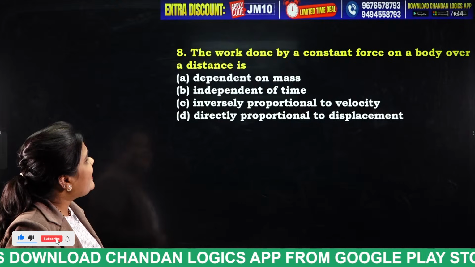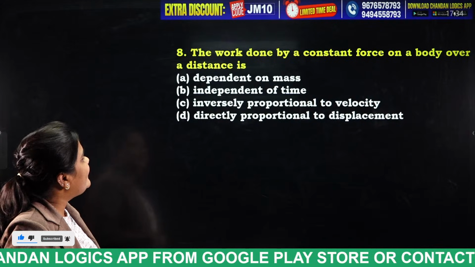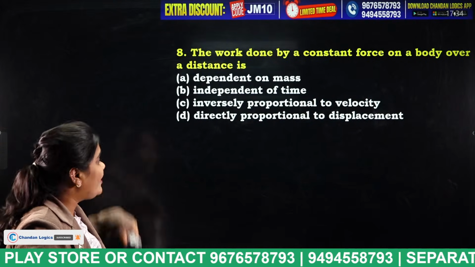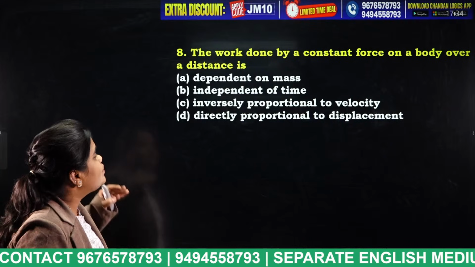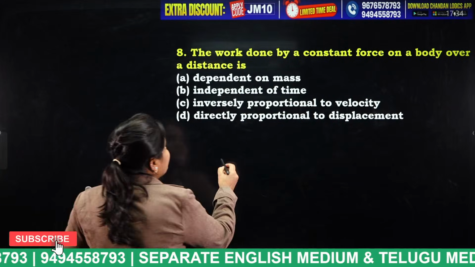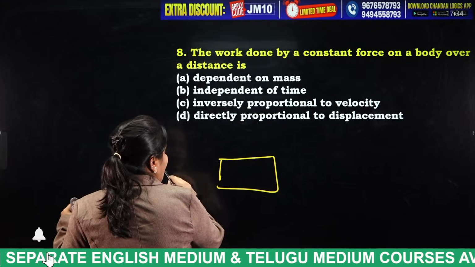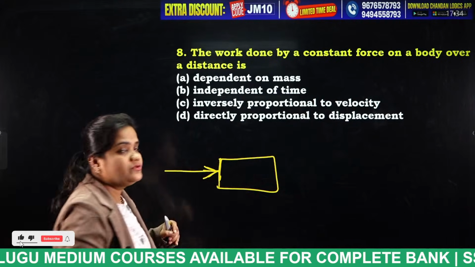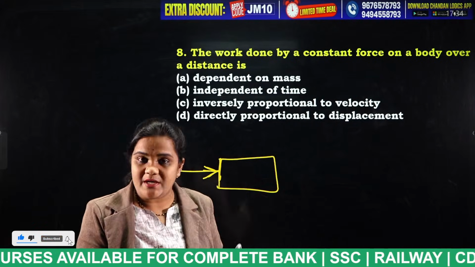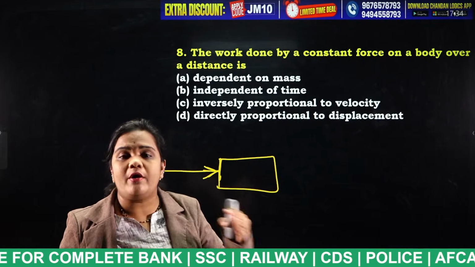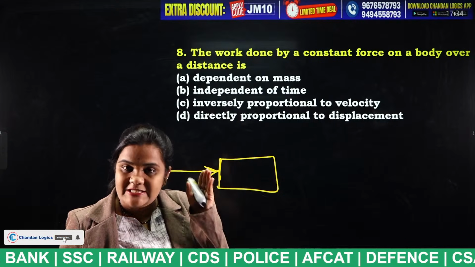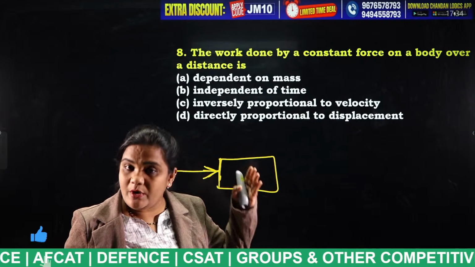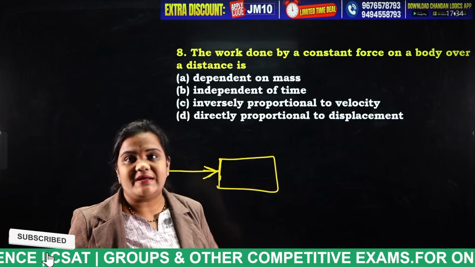The work done by a constant force on a body over a distance is: independent of mass, independent of time, inversely proportional to velocity, or directly proportional to displacement. So what is this actually? There is a system, students, and continuously a constant force is applied on that body. So how can we calculate the work done? Based on what factors are we going to calculate the work done? So what is the answer?